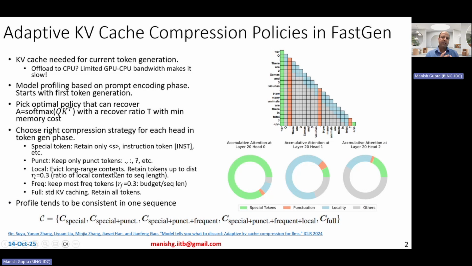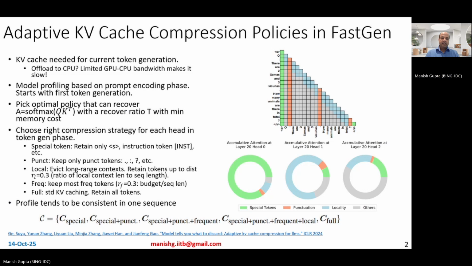The other policy is frequency. So certain tokens may be accessed by a lot of future tokens. So therefore, what you do is to ask for every token how many future tokens are accessing it, right? And then you keep the most frequent tokens. In their particular case, they keep a budget of 30% again, which basically means that the 30% most frequently accessed tokens are retained. Key value caches for other tokens are just evicted.